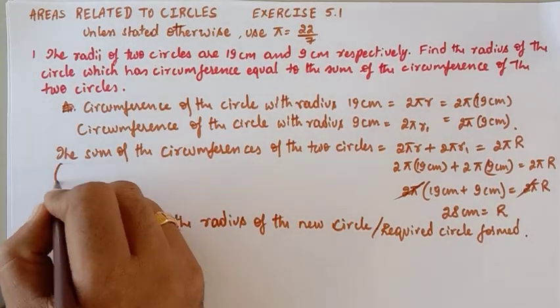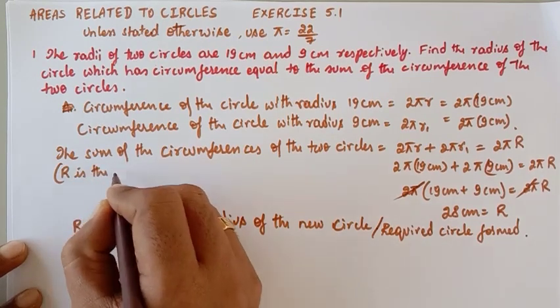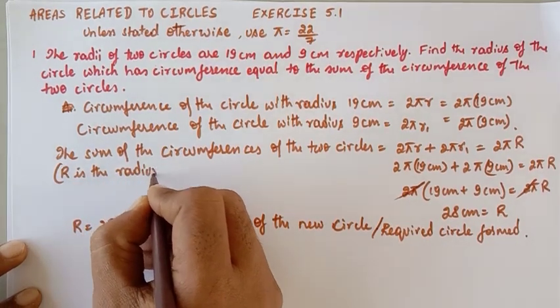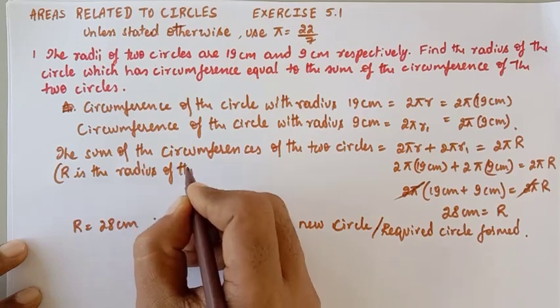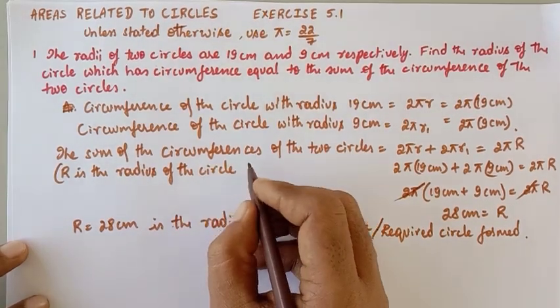Here you should note down that capital R is the radius of the circle formed.